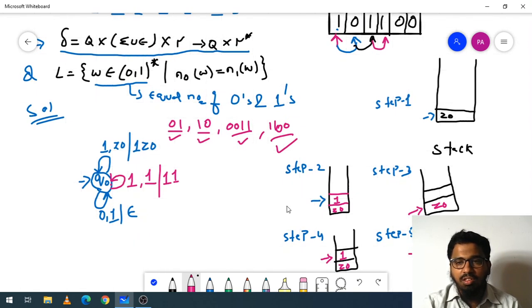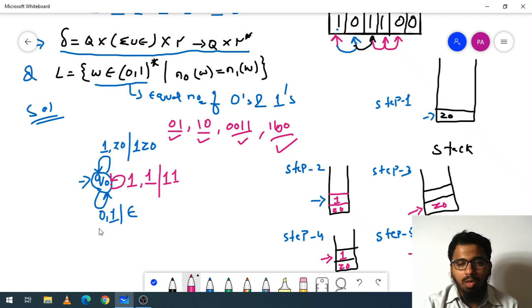Now our next header point is going to 0. So whenever we have 0, at that time if the top of the stack is 1, what is the performance?